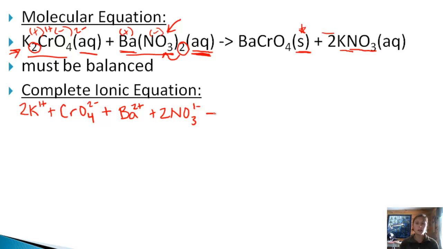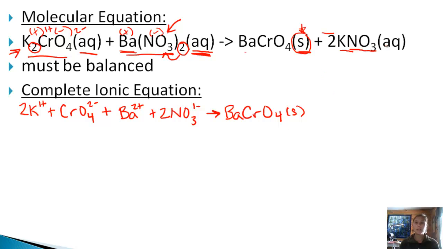Okay, that takes us to the product side. So we'll put our arrow just like we've got on the molecular equation. Now we get to our barium chromate. Well, barium chromate is a solid. So it is going to stay together. That's our precipitate. That's the product. And so that's not going to break apart. It's not aqueous. And so we'll write the whole thing and put the physical state.